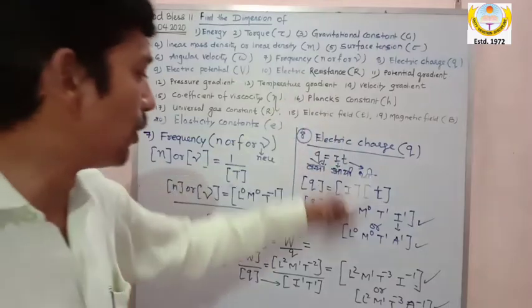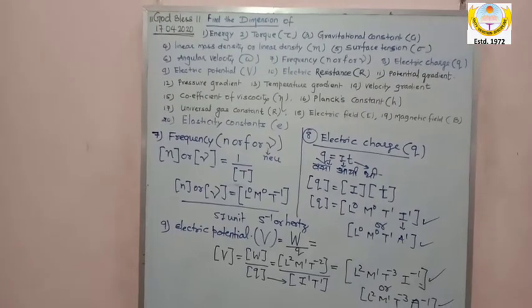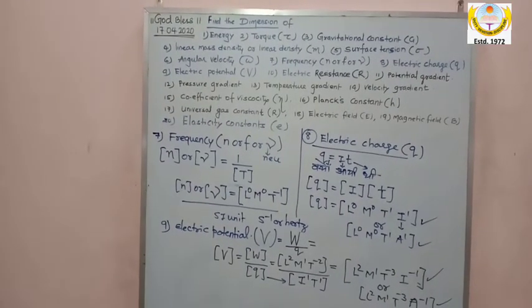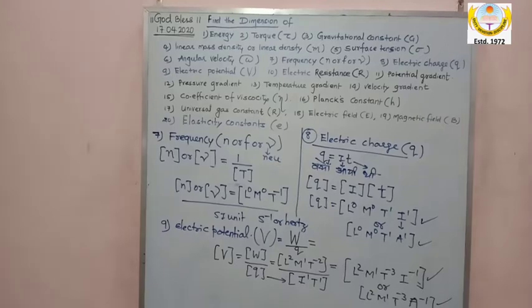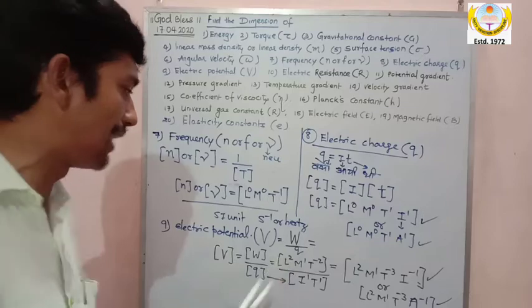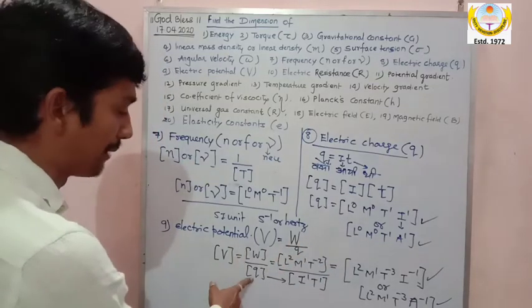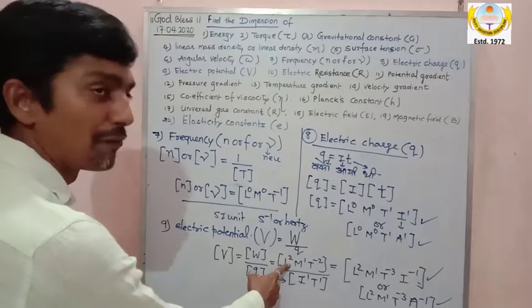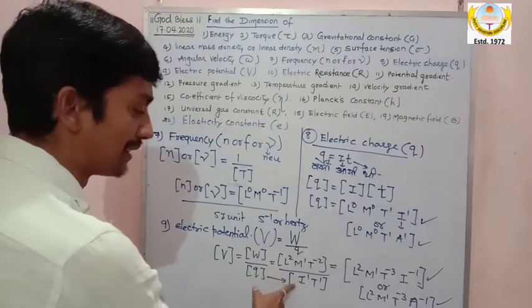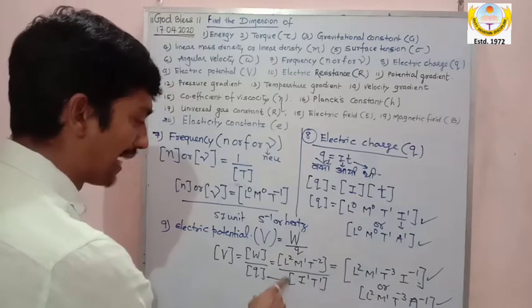Okay, so I hope you are clear with the dimensions of this all. Here it is electric potential, formula work upon charge. So dimension for electric potential is dimension of work divided by dimension of charge. Dimension of work is L2 M1 T minus 2, charge is QIT, that is I1 T1. So what is the entire dimension?